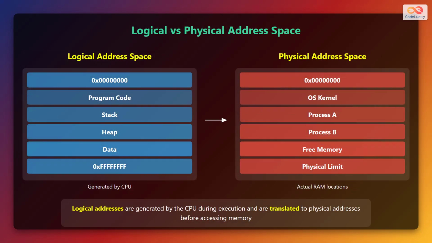Here, we differentiate between the logical and physical address spaces. The logical address space is generated by the central processing unit, or CPU, during the execution of a program. Physical address space refers to the actual random access memory, or RAM locations. Logical addresses are translated to physical addresses before accessing memory. This translation is a fundamental aspect of virtual memory management.